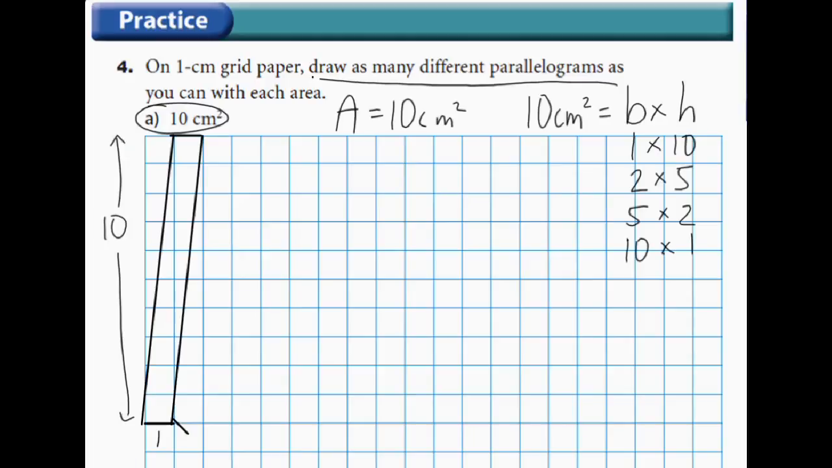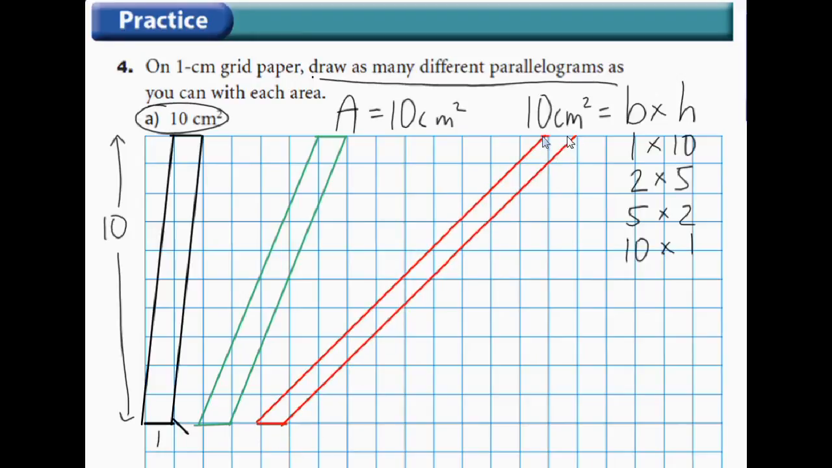But how many different ways could we draw that? Well, let me do a green one here. Instead of moving it over 1, I'm going to move it over 4. And my base is 1 still. So here's another one. This is a second one that I've drawn with a base of 1 and a height of 10. So there's a whole bunch clearly that I could draw with a base of 1 and a height of 10. I could go way, way over like that. So there's a third one here that I have drawn.